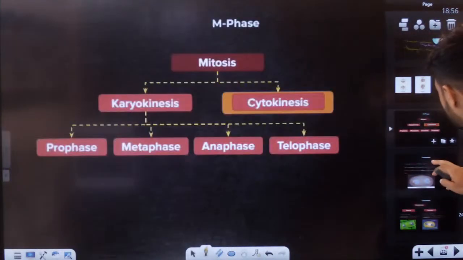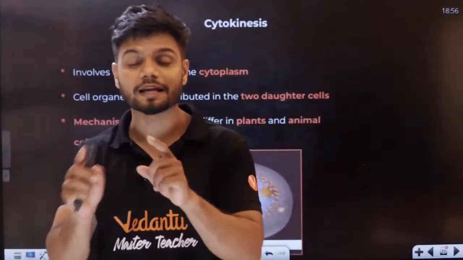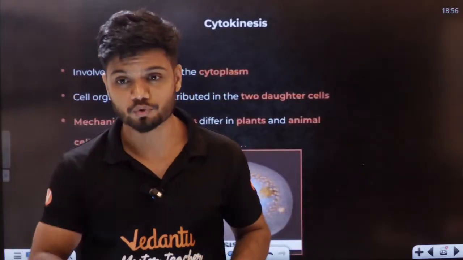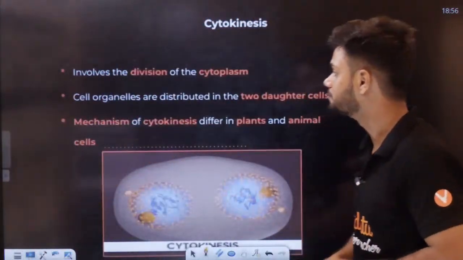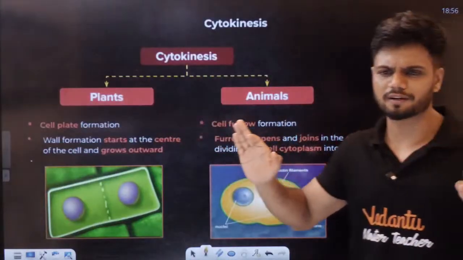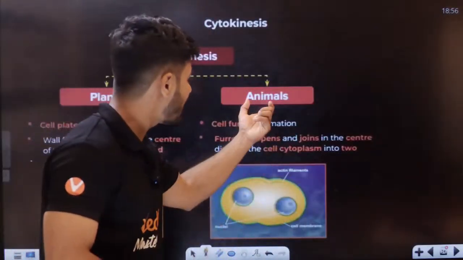Okay. Now, students, we come to cytokinesis right now. What is cytokinesis? Cyto means cytoplasm, kinesis means division. Division of the cytoplasm is happening here. Now, plant cell and animal cell are very, very different. Now, understand what exactly happens in the case of the animal cell.